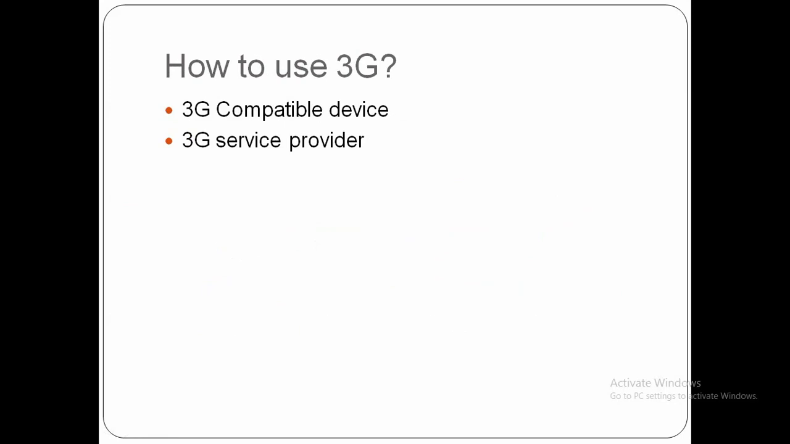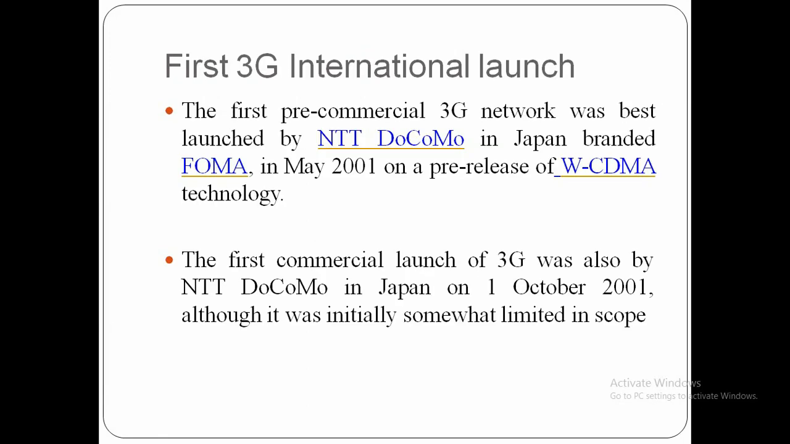How to use 3G? You need a compatible device and a service provider. That is the international launching. The first pre-commercial 3G network was NTT Docomo in Japan, branded as FOMA, in May 2001. And the first commercial launch of 3G was also NTT Docomo in Japan on 1 October 2001, although it was initially somewhat limited in scope.